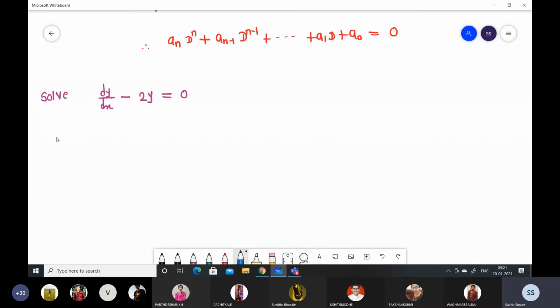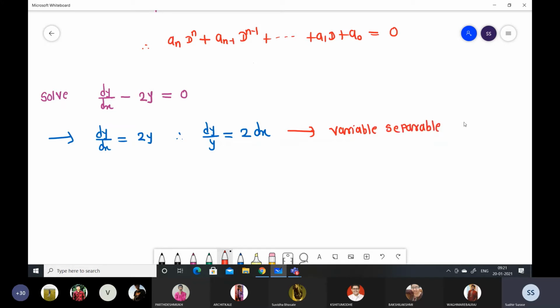Okay, so solution: dy by dx is equal to 2 times y, and now I'll separate the variables. So therefore we have dy upon y is equal to 2 times dx. Now this is in variable separable form, right? And now integrate on both sides. So therefore integration of dy by y is equal to 2 times integration of dx plus constant c.